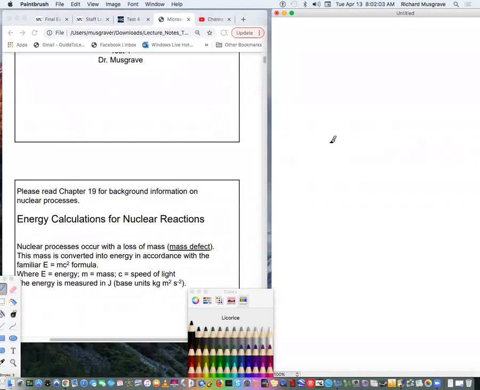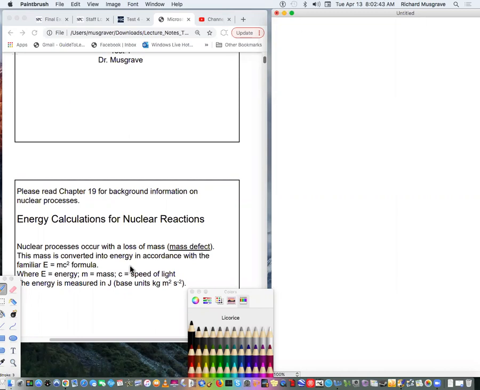Now, one thing you probably have heard of is E equals mc squared. That's the familiar Einstein formula that links energy and mass together. So E is energy, m is mass, c is the speed of light, and that ends up being squared. So it's a pretty big number. The speed of light is a big number. And the energy is measured in joules, and the base units are kilogram meters squared per second squared. So mass is in kilograms. Speed of light is meters per second, but that's squared, so it's meters squared per second squared. But that whole entire unit is actually a joule.